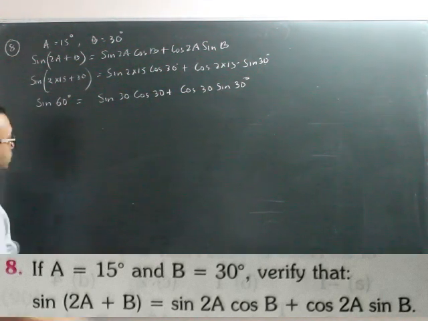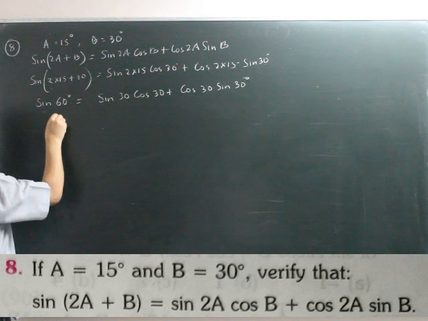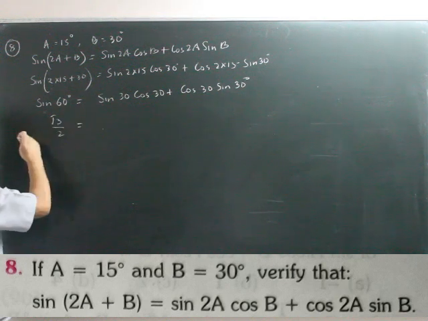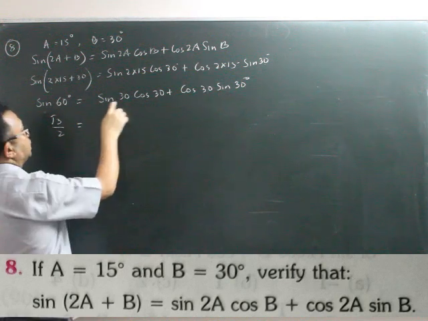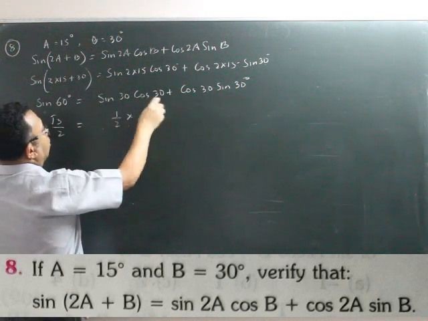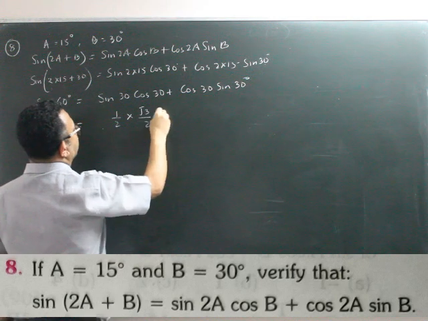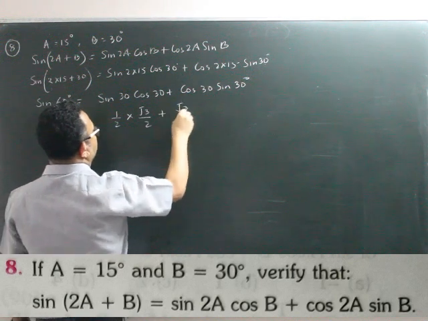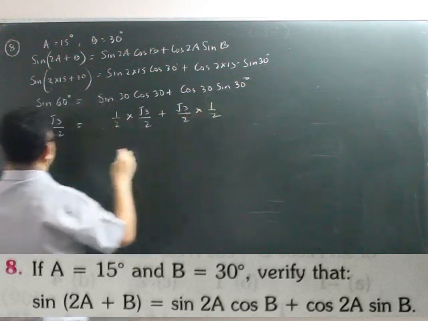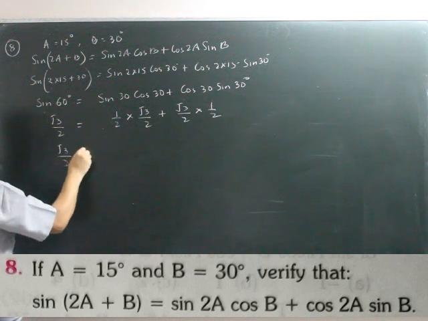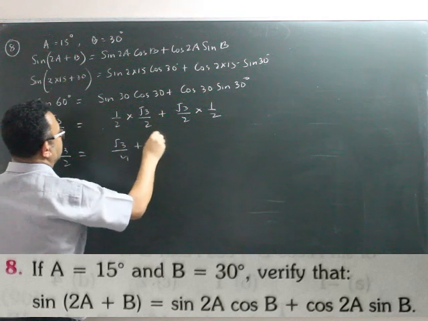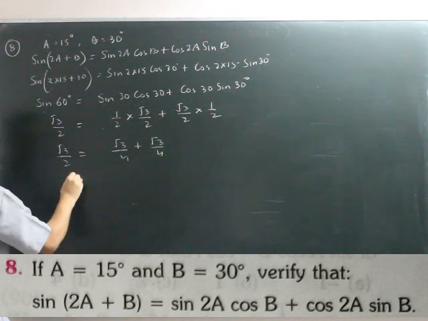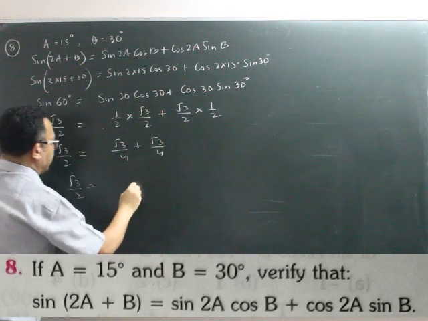Now from the values of your standard angles, sin 60 value is root 3 by 2. So left hand side I got root 3 by 2, and right hand side also I must get root 3 by 2. Sin 30 value is half, cos 30 value is root 3 by 2, plus again cos 30 value is root 3 by 2, sin 30 value is half. So left hand side you have root 3 by 2, and right hand side as you multiply, this will be root 3 by 4 plus root 3 by 4. Taking 4 as an LCM.